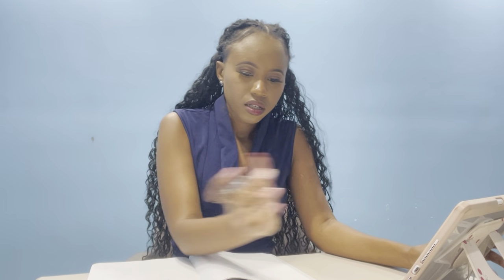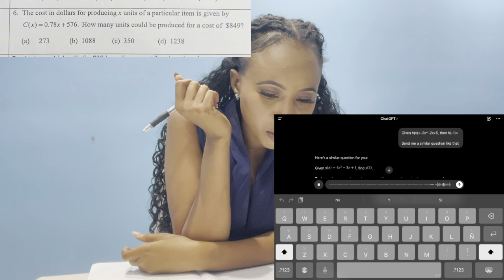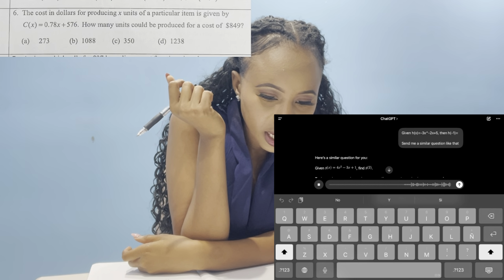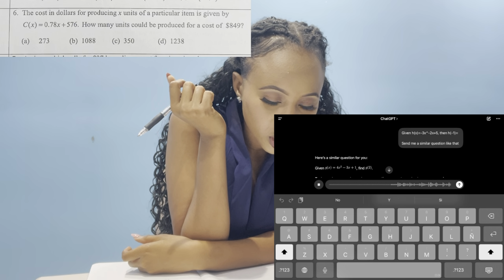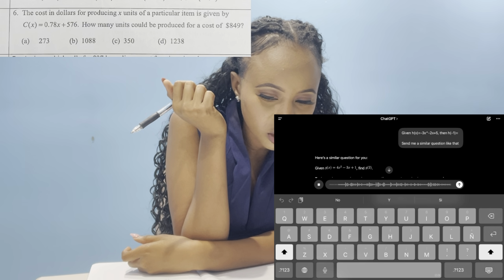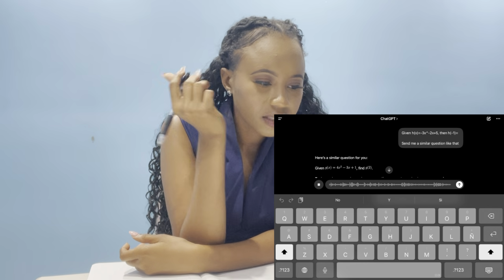Okay, let's do number 6. The cost in dollars for producing x units of a particular item is given by C of x equals 0.78x plus 576. How many units could be produced for a cost of $849? Send me a similar question like that.